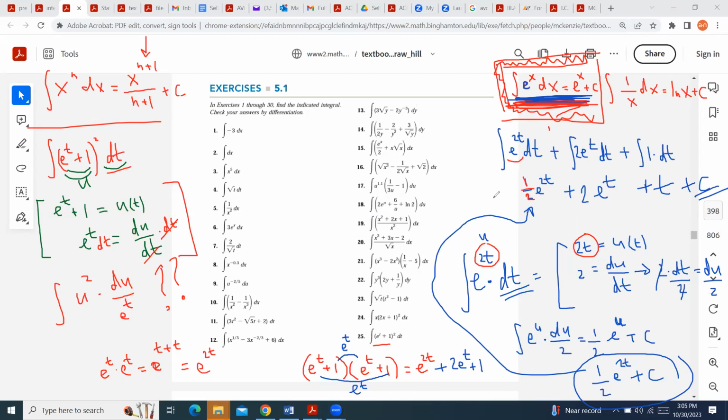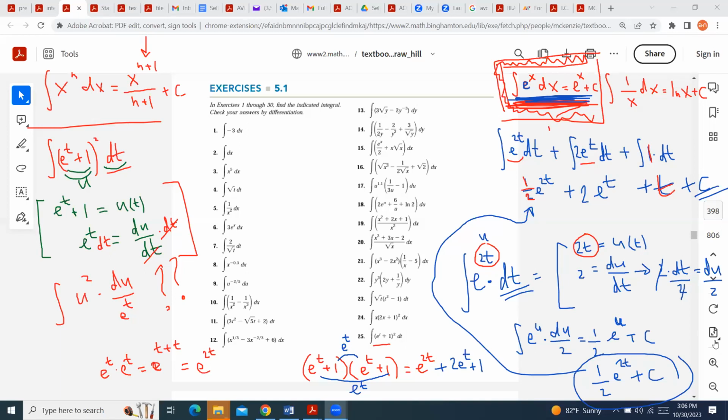But 2t has a derivative of 2. By the chain rule, 1/2 and 2 will cancel. That's why it stays. For the next one, the derivative will be the same, 2 multiplied by e to the power of t. And for the last one, if I take the derivative of t, it's going to bring me back to 1. So I say that's interesting. This is something very new.